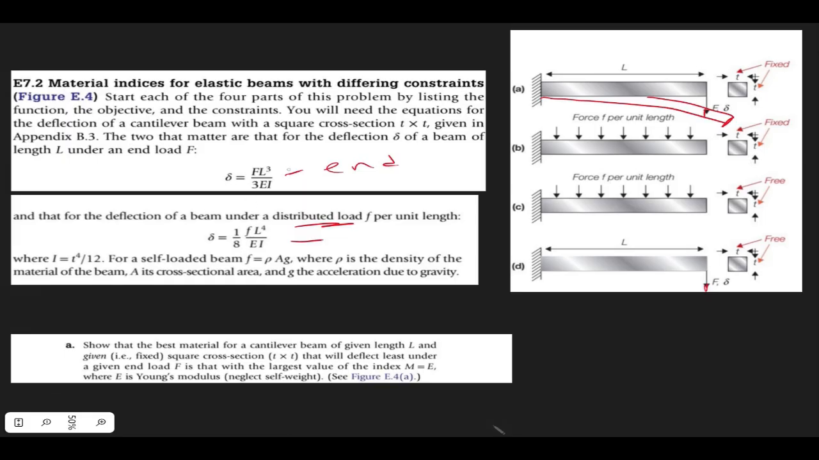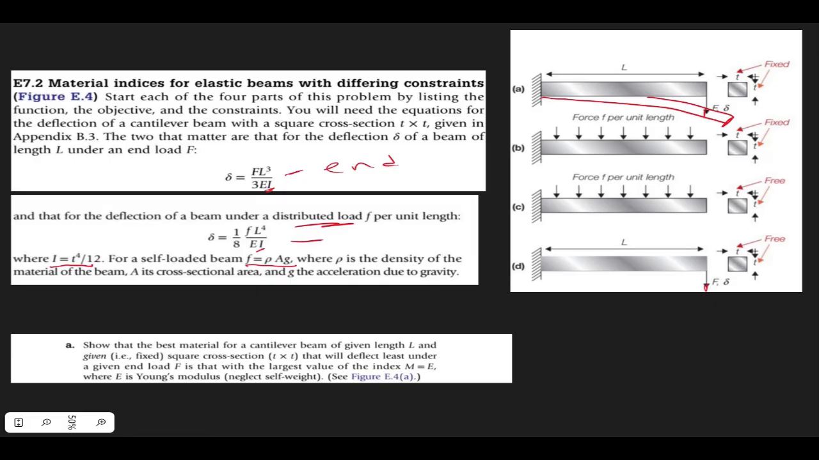If you look at the formulas closely, they have given us the formula for deflection for both conditions, and the formula for I for a square shaped cross-sectional area. I is the moment of inertia, which helps the beam prevent deflection, and it is given as t to the fourth divided by 12. So that's I here and I here. For distributed load, they've given us the formula for F, which is density times area times g, the acceleration due to gravity. So we have different questions, A to D, that we are trying to solve.